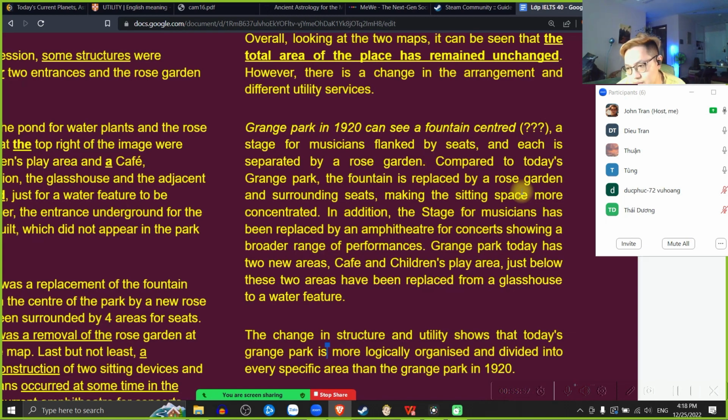Em không khắc phục được cái chuyện logic, cái chuyện nó rõ ràng, thì điểm sẽ rất là thấp nha Tùng. Thiệt không đùa đâu.